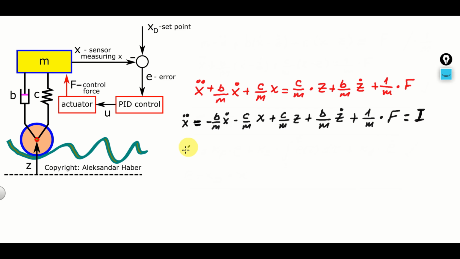From this equation, it follows that x dot is actually an integral of the right hand side. That is the integral of I with respect to time. Then x is actually an integral of x dot over time. And these three equations will give us an idea for modeling the system in Simulink. Namely, first we will form the right hand side over here, then we will integrate this right hand side to obtain x dot, and then we will integrate once more x dot to obtain x.